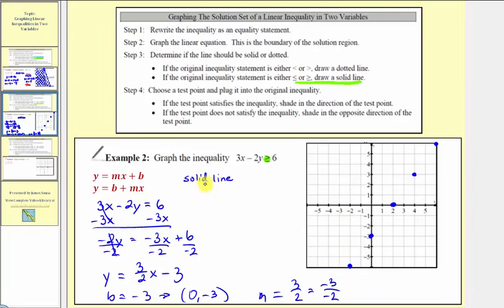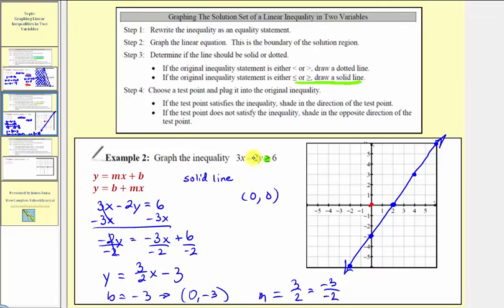And again, we're graphing a solid line, which indicates the line is in our solution set this time. And that's because of the equal part of the inequality. And now we'll select a test point to determine whether we shade on this side or this side. Let's use the origin again because it's not on the line. So we'll test the ordered pair 0, 0.